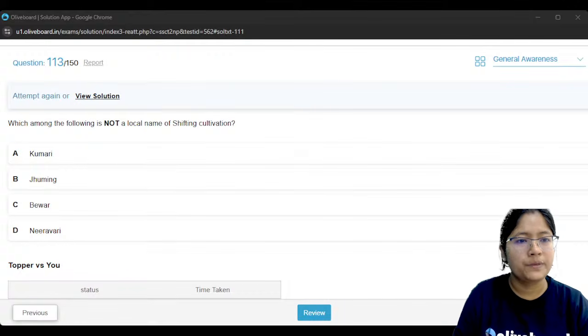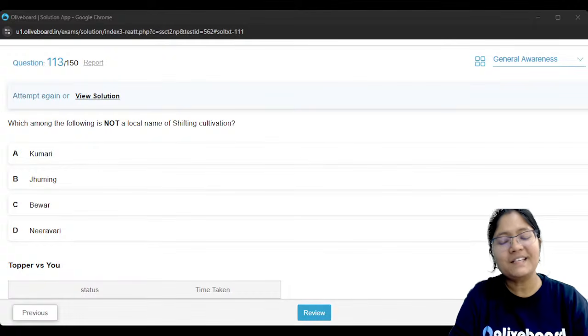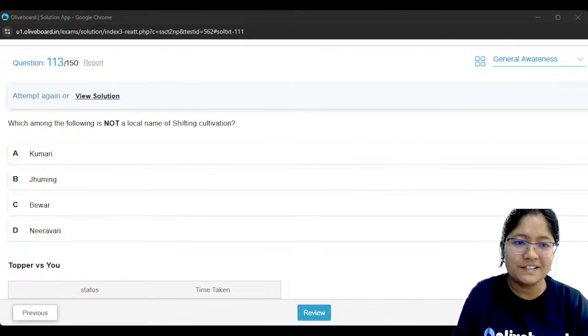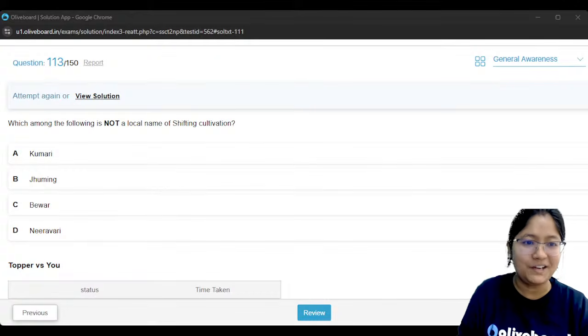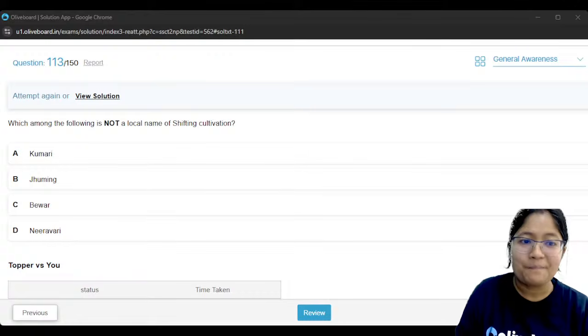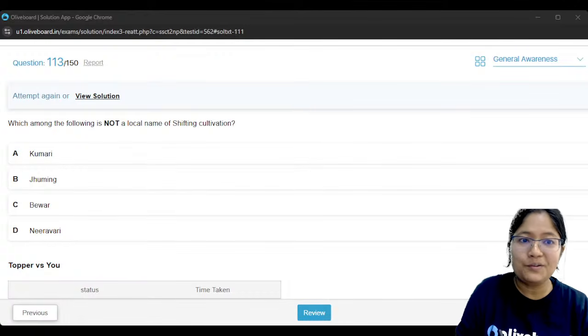So which is not? See, jhum cultivation is the name which is used in Shillong, okay? Kumari, now I was surprised to know with the help of this test series that in Kerala and Karnataka and in this Western Ghats, it is called as Kumari. Because of this test series, I came to know that. I did not know this before. I knew about Bewar, Madhya Pradesh, then jhum cultivation is done in MP as well because there is the highest tribal population of India, but I did not know about Kumari.